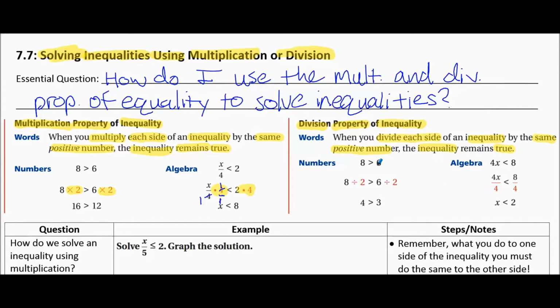Is 8 greater than 6? Yes, because you'd rather have 8 pizzas than 6. Well, I don't know. That's a lot of pizza. You might vie for the 6, depending on how many people there are.